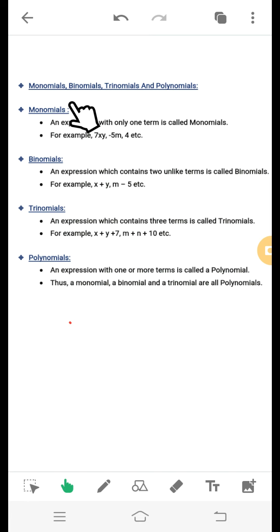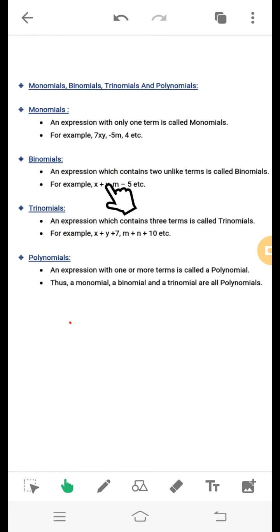Now, what are monomial, binomial, trinomial and polynomial? A monomial is an expression with only one term. For example, 7xy, -5m, 4. These all are monomials.